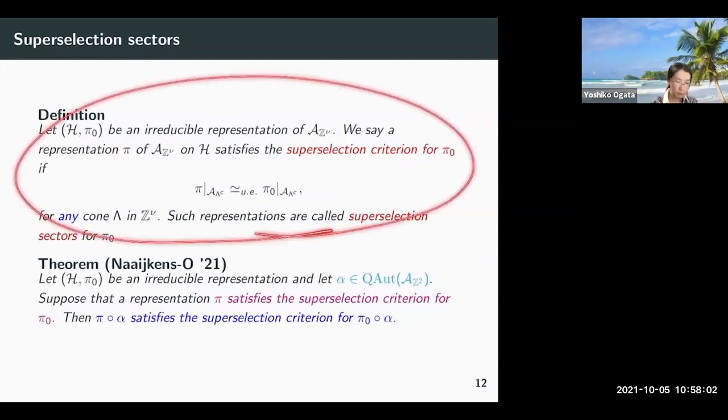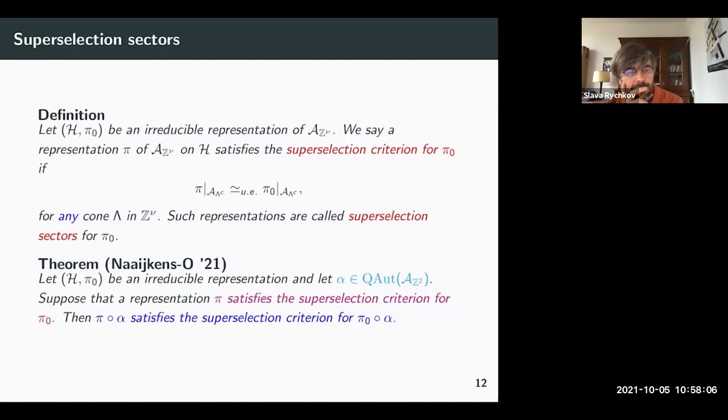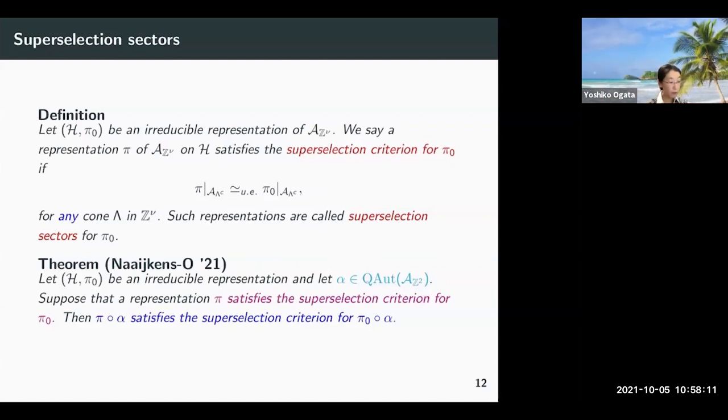And this is the definition of superselection sector in an operator algebraic framework. Based on Naaijkens' observation about a quantum double model, we expect that such a thing should be an invariant of our classification. From our previous observation based on automorphic equivalence, what we have to do is show that the structure of superselection sectors is stable under our automorphisms in this class. That is what we have to do to show that superselection sector structures are an invariant of our classification. And the theorem written here says that is the case.